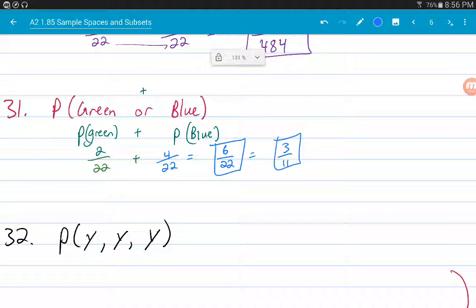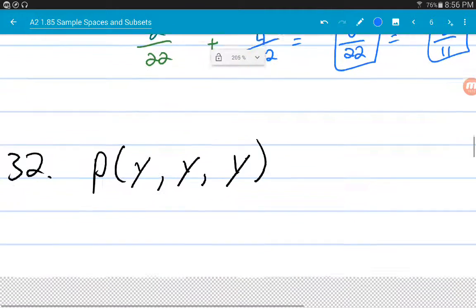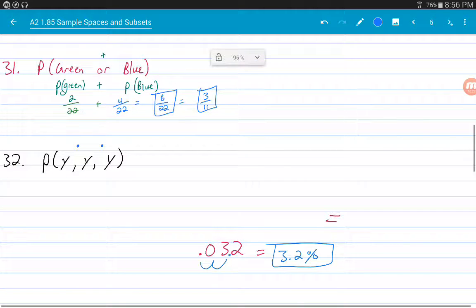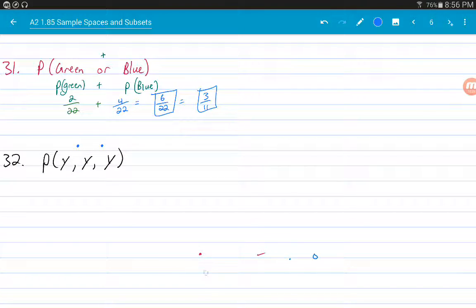Okay. Last one, just in case it blows your mind a little bit, the probability of yellow, yellow, yellow in 32. That means that I'm going to be doing the probability of yellow and, so times the probability of yellow, and so times again. Yes, you're going to multiply 3 things together. I have faith in you. It'll be great. You'll do fine.